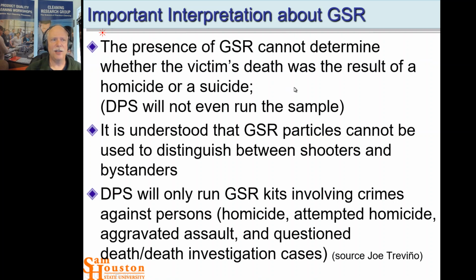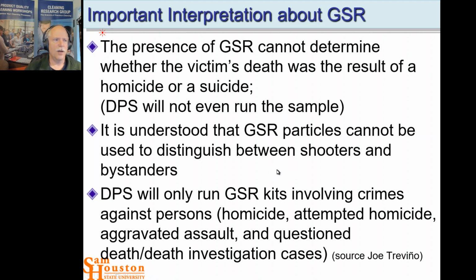Now, gunshot residue can't determine whether the victim's death was a result of homicide or suicide, because a person who dies from a gunshot wound was in the presence of a gun being fired. And so whether the person was firing at themselves or whether it was a homicide, you couldn't tell, because the victim would have gunshot residue on them either way. In fact, nowadays DPS will not even run the sample. They want other kinds of evidence to decide between homicide or suicide. Gunshot residue is not helpful, so they don't waste their time in the lab running GSR for confirming a suicide.